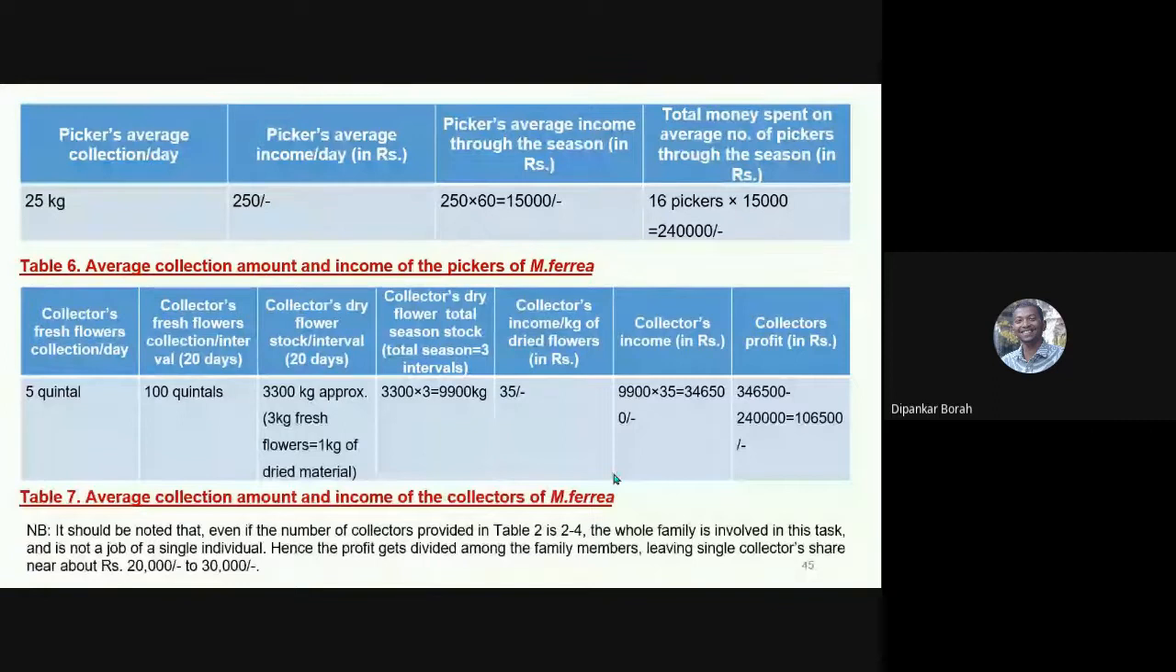6,500 rupees. It should be noted that the number of collectors provided is 2 to 4. However, it is not a job of a single individual. Hence, the profits get divided among the family members, leaving the single collector's share to 20 to 30,000 rupees per year. That is in one season.